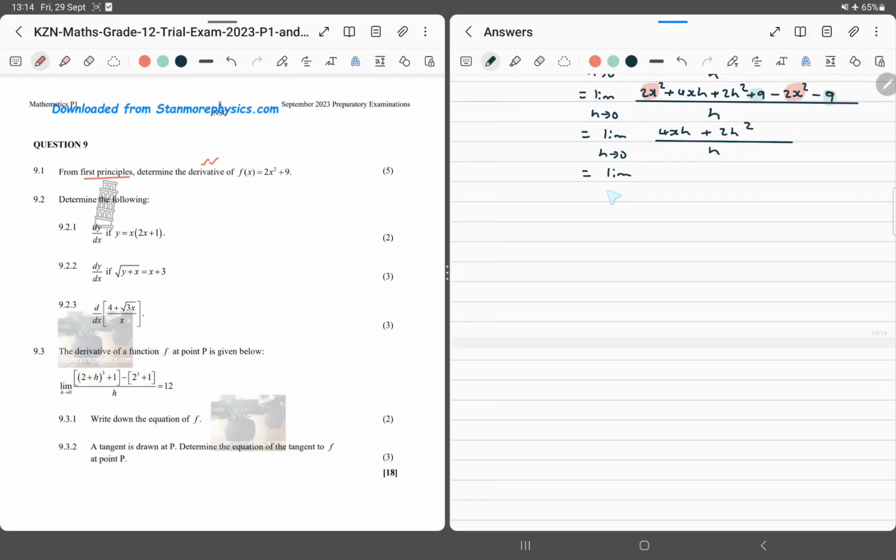So let's continue. Limit as h tends to 0. So now we try to take h out. And it is not necessarily the highest common factor. This time this is where it's special. You're not necessarily taking the highest common factor. You're just taking h as the common factor. So we remain with 4x plus 2h.